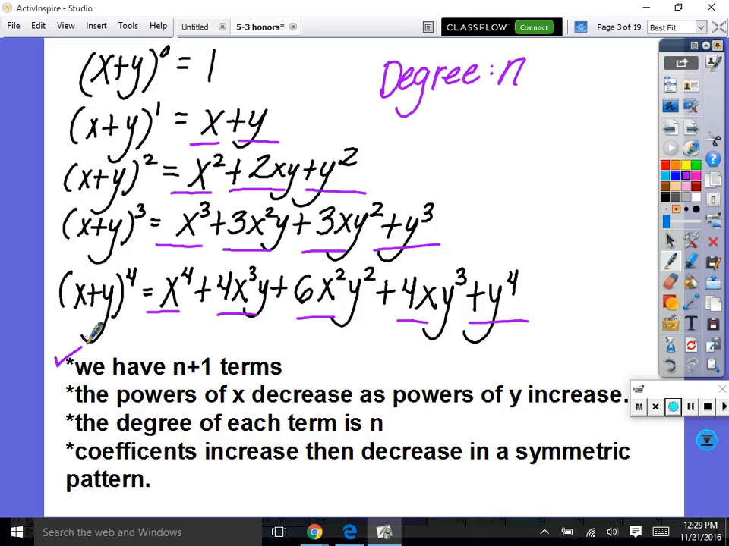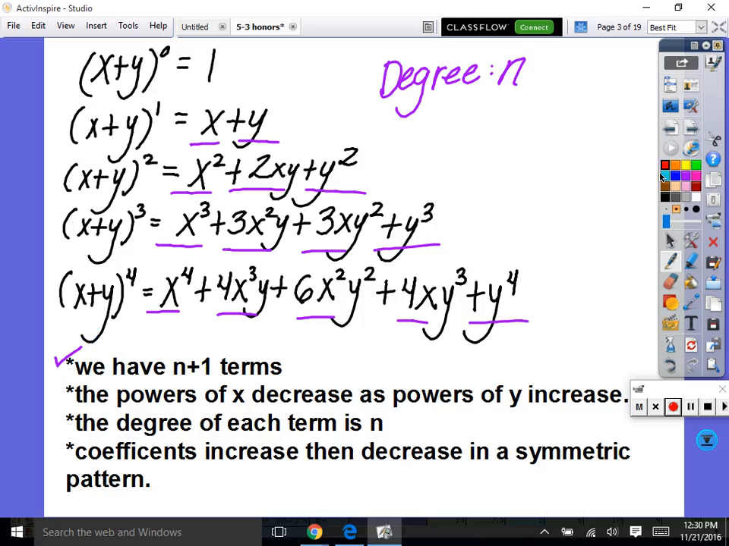Look right here. X squared, x to the first, x to the 0. Does everybody see that? How x was decreasing. X cubed started with the highest degree, then x squared, x to the first, x to the 0. Does everybody see how x is decreasing? X to the fourth, third, second, first, x to the 0. And then our powers of y are increasing.